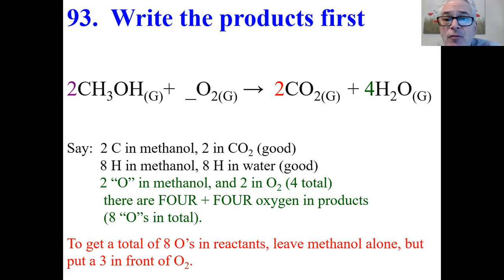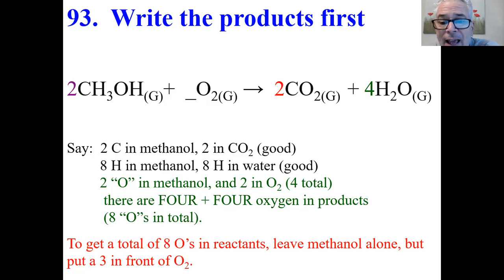Look at this now. There's 4 waters, and we start over. 2 carbons in methanol, 2 carbons in carbon dioxide. Good. There's 8 hydrogens in methanol. There's 8 hydrogens now in water. Good. Now, there are 2 oxygens in the methanol and 2 more in the oxygen. That's a total of 4. Now, we have 4 oxygens plus 4 more oxygens on the product side, which is 8. There's 4 in the front and 8 in the back.